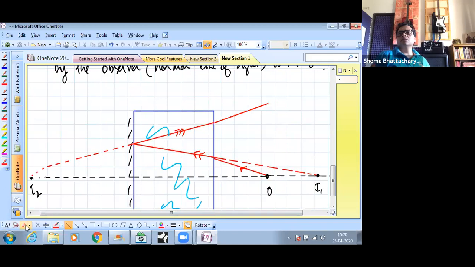Okay. Such that when you produce this back, let's say, it intersects the principal axis somewhere over here. Now you see, using this diagram, I will get the final image. Because the final image is constructed by these rays, the ones which are out into the air again.